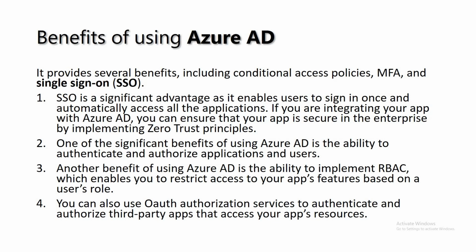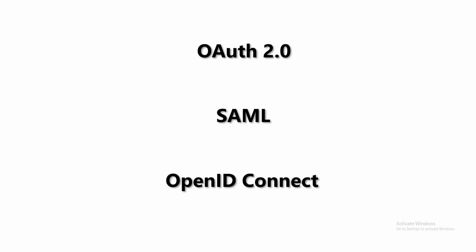The fourth point is, we can also use OAuth authorization services to authenticate and authorize third-party apps that access our app's resources. Now, if you are an Azure Architect, then you should know about 3 protocols: OAuth 2.0, SAML, and OpenID Connect. These 3 are protocols. OAuth 2.0 is an authorization protocol. SAML and OpenID Connect are authentication protocols.